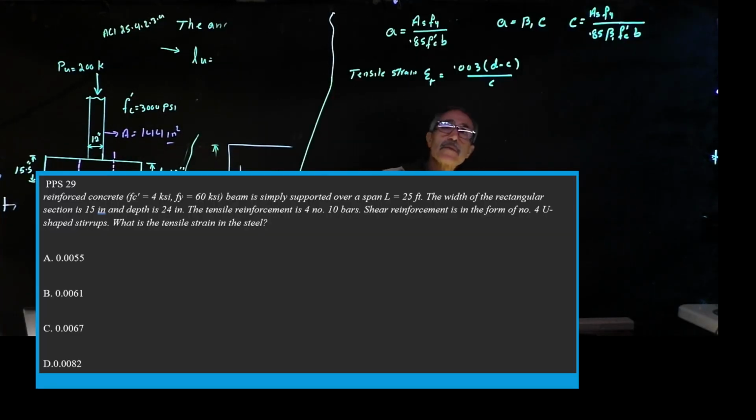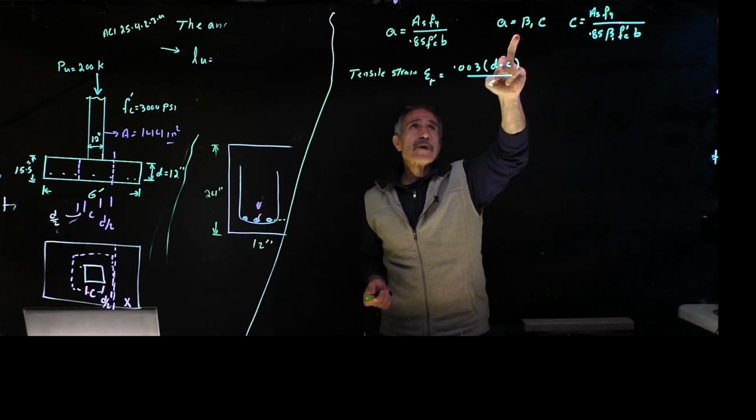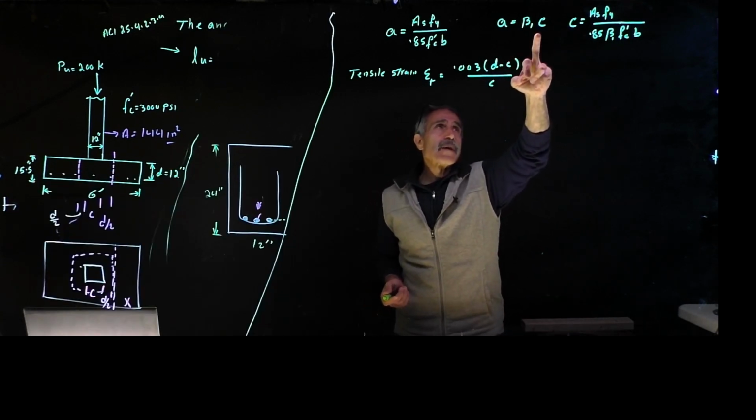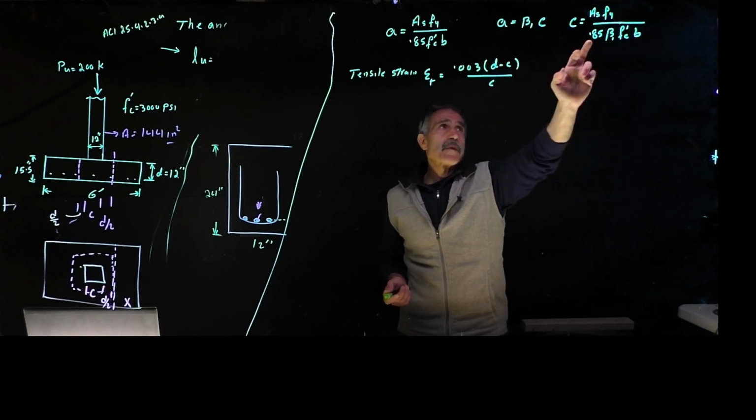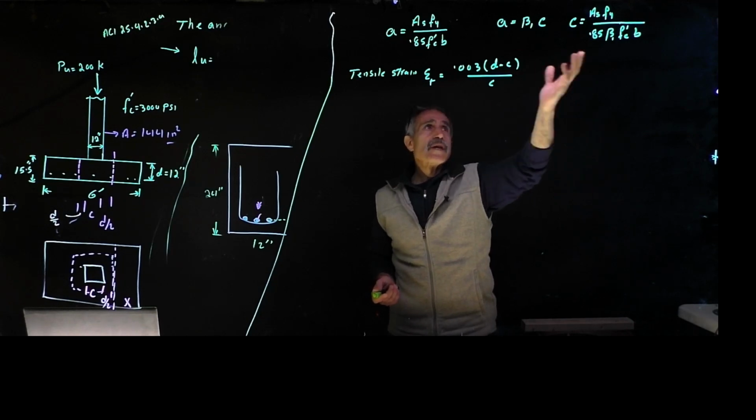Okay, take a look at this next problem. Let me bring it up. We have this concrete beam, and they want to know the tensile strain in the steel. The tensile reinforcement is number 10 bar, and the shear reinforcement is number 4 stirrups. If you go to your FE handbook, this is the depth of your stress block, and this is the relationship between the stress block and the neutral axis depth. Or you can fix this up and come up with this equation, same thing. And then they give you this equation for the tensile strain. It takes you less than a minute to do.